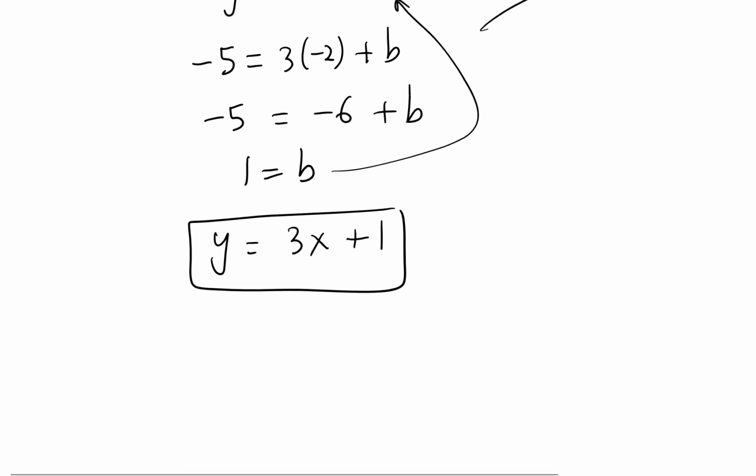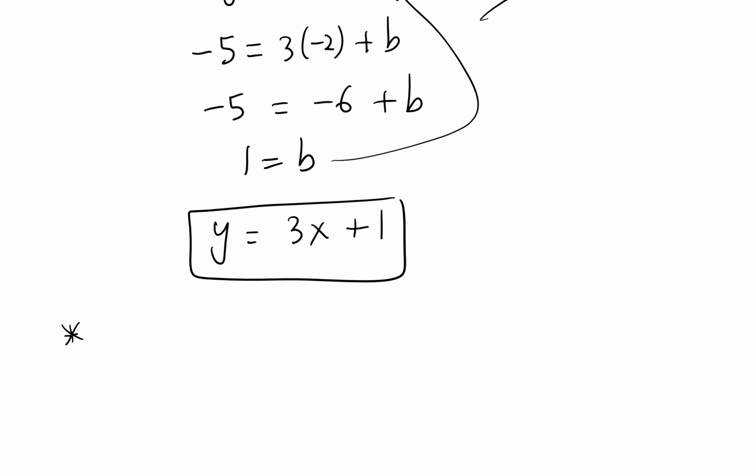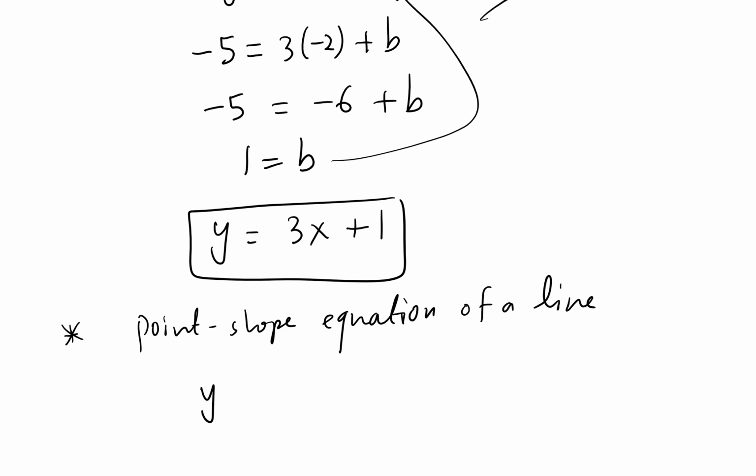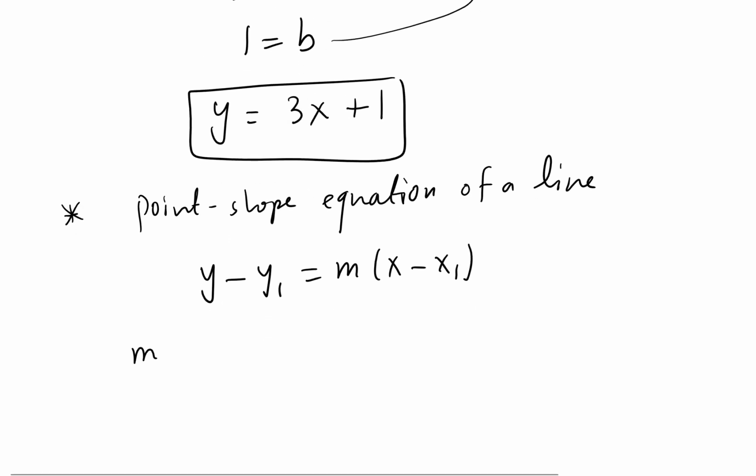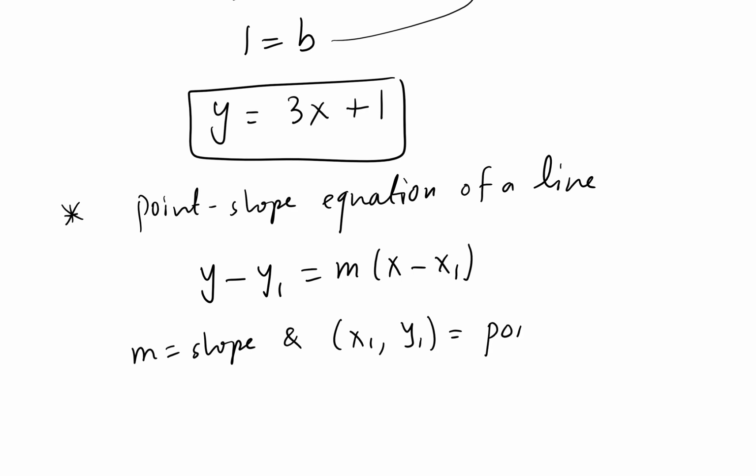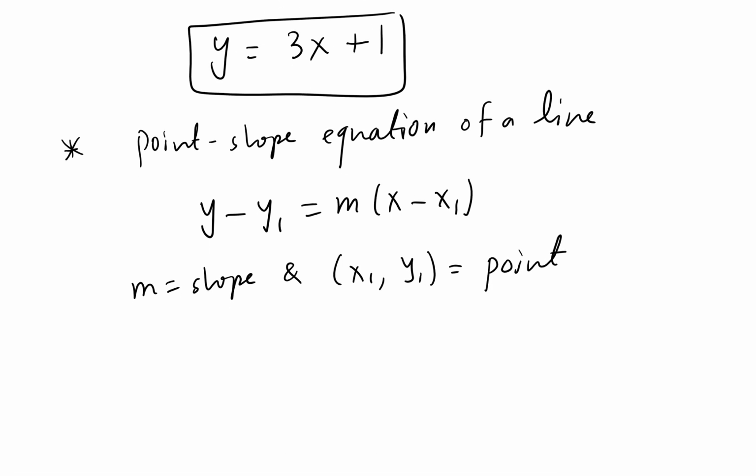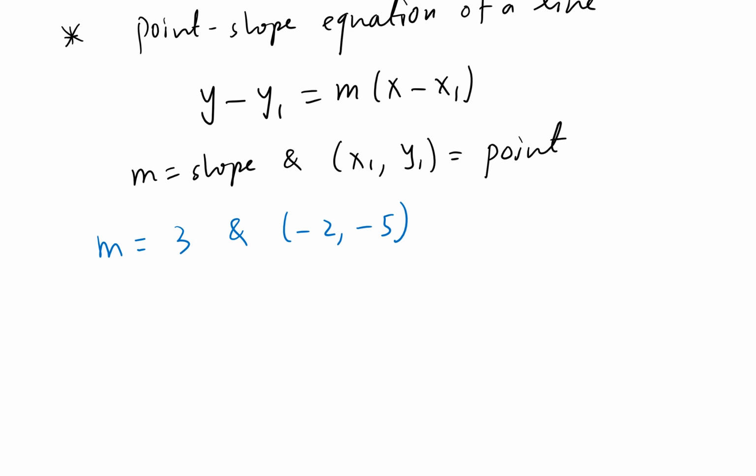Now, there's another way to think about this. It's called point-slope form. And you may use either one of them on a quiz, test, homework, anything. The point-slope equation of a straight line is given by y minus y1 equals m times x minus x1, where m is the slope and x1, y1 is the point. So if they ask us to do the same problem, the slope was 3 and the point -2, -5, we can use this formula instead of the previous formula.